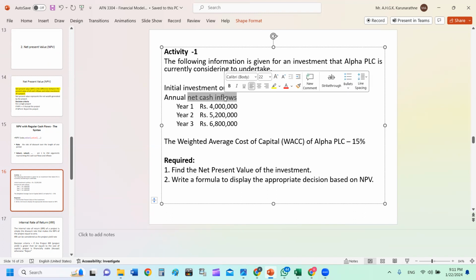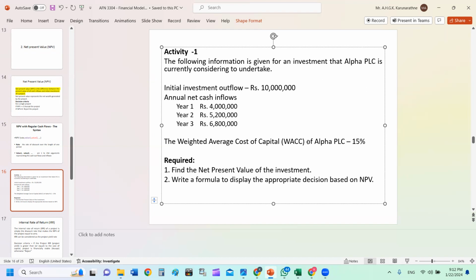Net cash inflows mean revenue inflows minus cost and expense outflows, only cash forms; the difference is the net cash. Operating cash inflows minus operating cash outflows. It has generated net cash inflows of 4 million in year 1, 5.2 million at the end of year 2, and 6.8 million at the end of year 3. Also, compute using the entity's weighted average cost of capital.